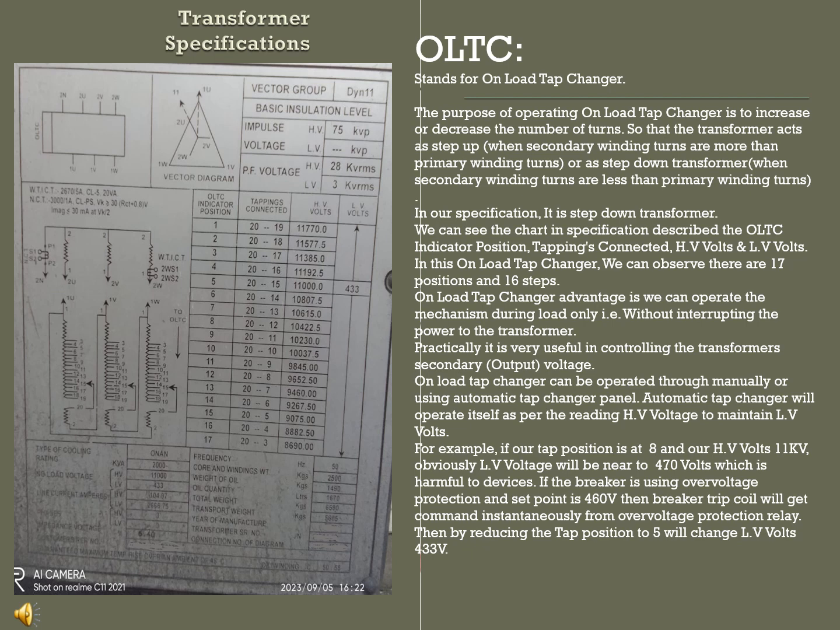If the breaker is using over voltage protection, and the set point is 460 volts, then the breaker will give a command to the trip coil and will trip instantaneously from the over voltage relay protection. Then by reducing the tap changer position to 5, the voltage of the secondary side will change to 433 volts.